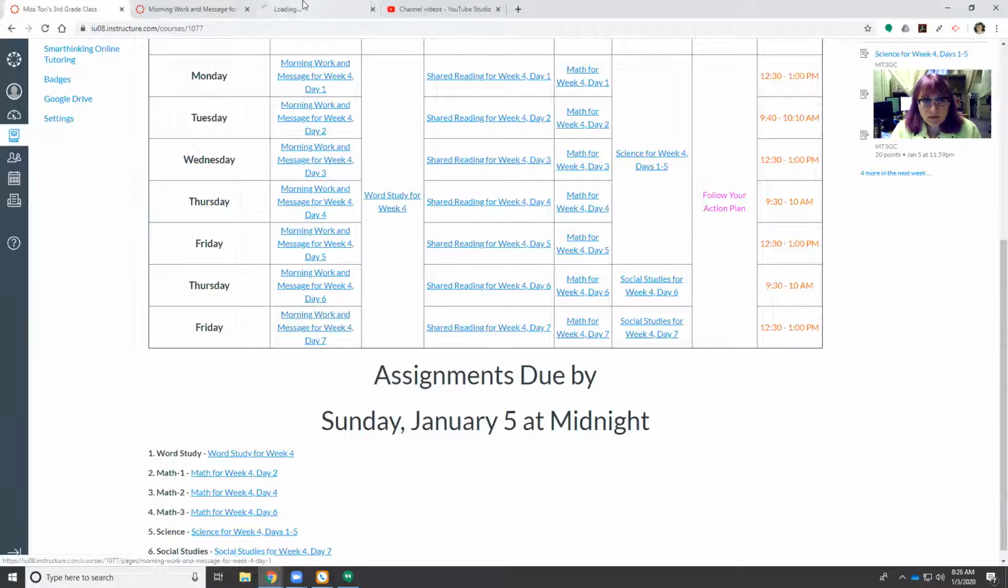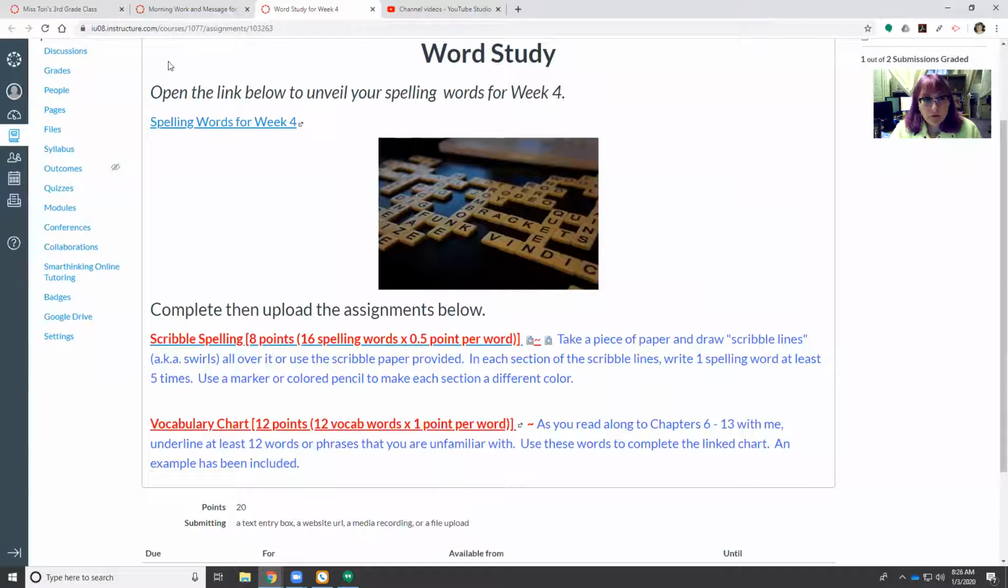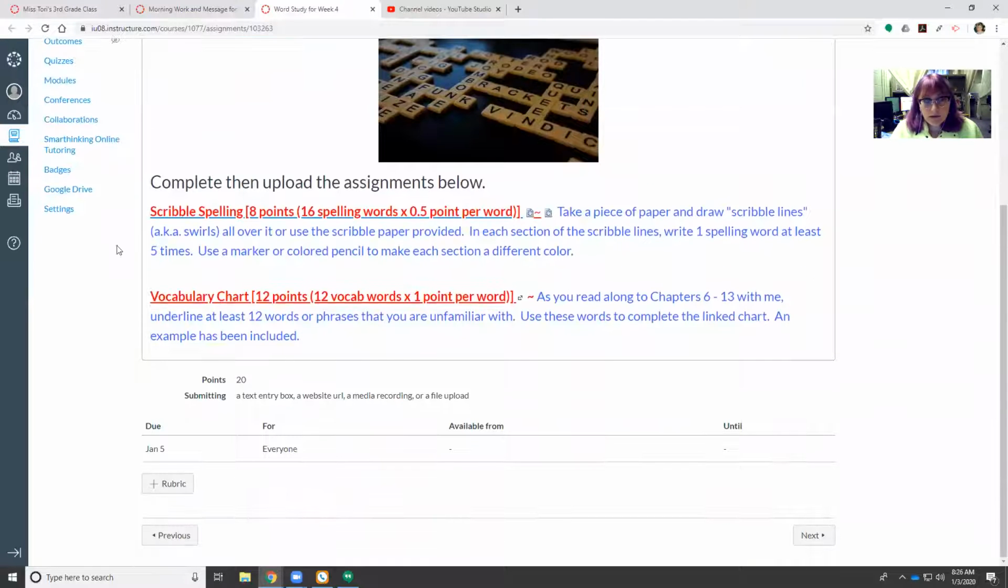Word study, this is what it's been for the last little more than a week. Your spelling words week 4 are here. You're going to do scribble spelling. That's 16 spelling words, half a point per word. You're going to write, for a total of 8 points, each spelling word 5 times using the scribble spelling method. And your vocabulary chart, 12 points, 12 vocab words, 1 point per word.